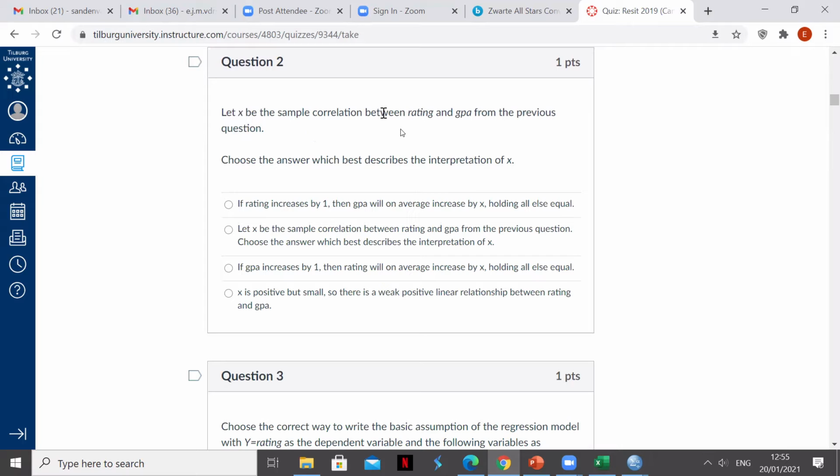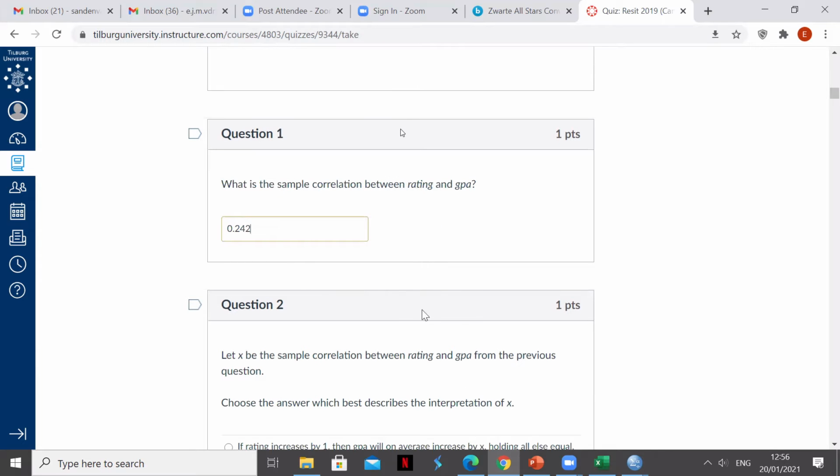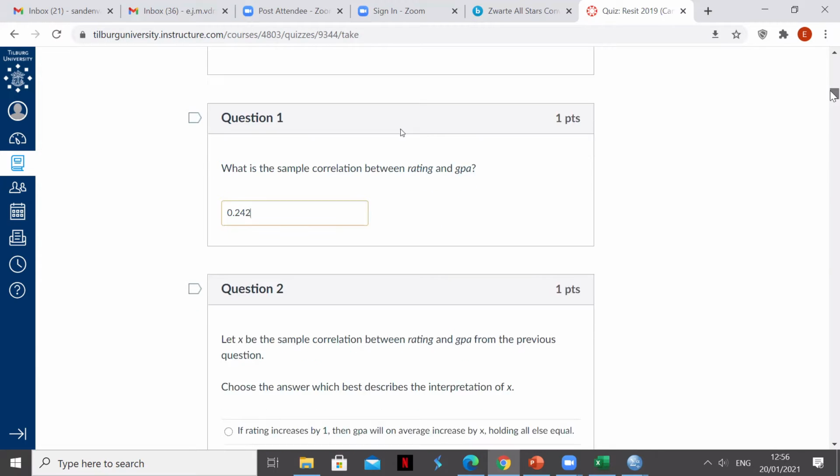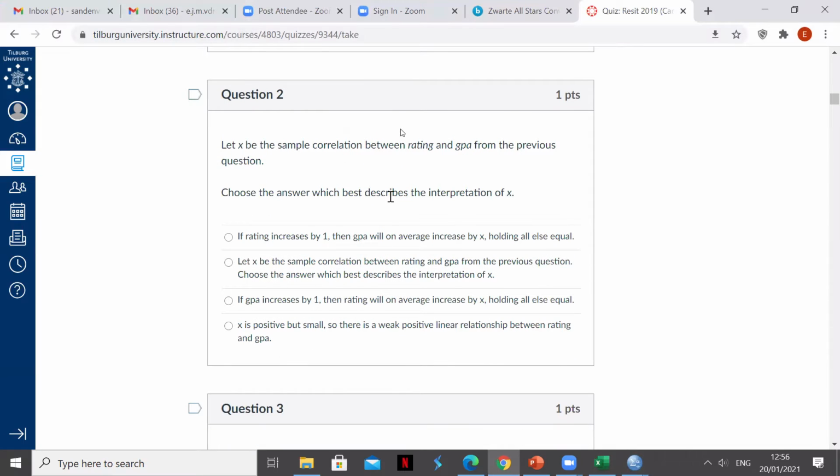Let X be the sample correlation between rating and GPA from the previous question. All right, so what was it? It was 0.242. Correlation, okay. Choose the answer which best describes the interpretation of X. Then there are 4 answers. We're going to go over all of them and we discuss which is right and why the others are wrong. So it says, if rating increases by 1, then GPA will on average increase by X, holding all else equal. It's wrong. Why is it wrong?